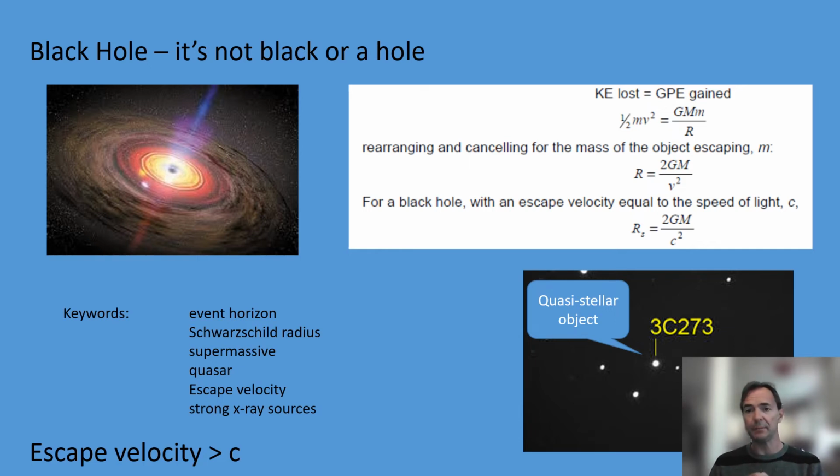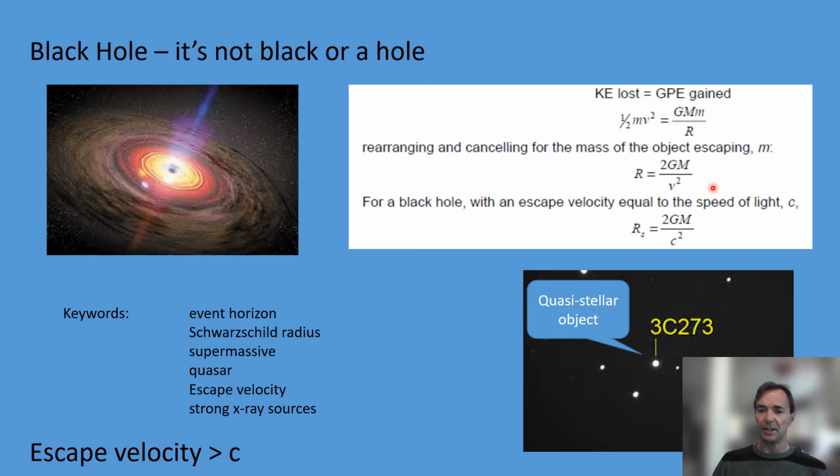I've done the derivation here. Basically, KE lost equals GPE gained. Depending on what you've done beforehand, this is, of course, KE half mv squared. This here is your potential energy and the distance r away from the centre of mass. And if you equate those, you rearrange, you cancel things out, and then the key part: the escape velocity of a black hole is the speed of light. That is the definition. And that happens at something called the event horizon, and that happens at a distance away from the center, which is called the Schwarzschild radius.